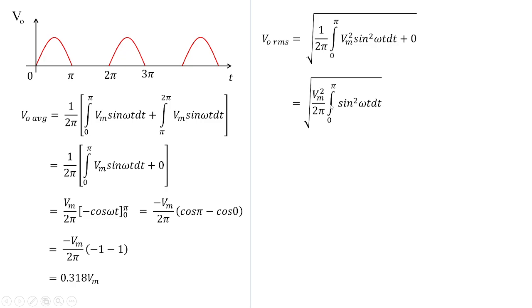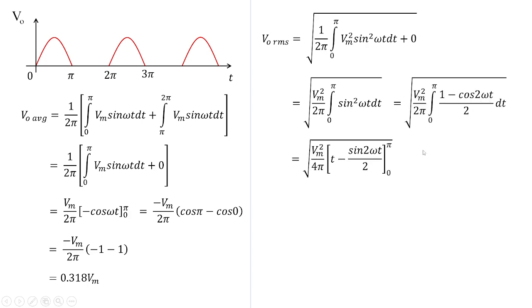Again you can take Vm square by 2 pi outside. The sine square omega t dt can be changed into (1 minus cos 2 omega t) by 2. Again you can substitute the values of the upper limit and lower limit to this part of the integration separately, that is, 1 dt and minus cos 2 omega t dt. Separately you do the calculation and substitute the value of the upper limit and lower limit.